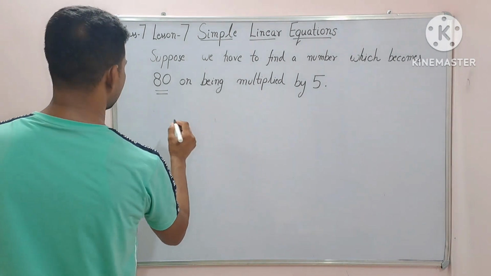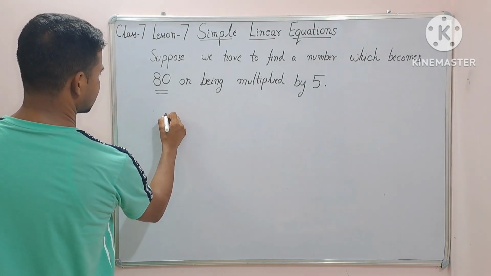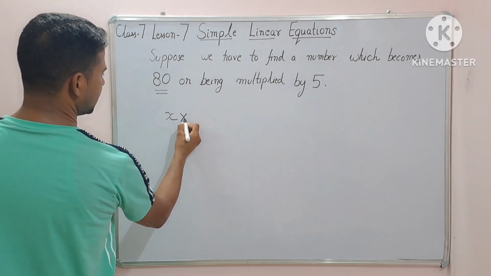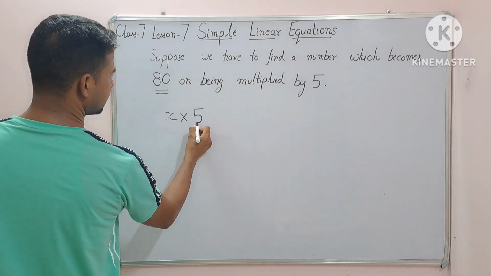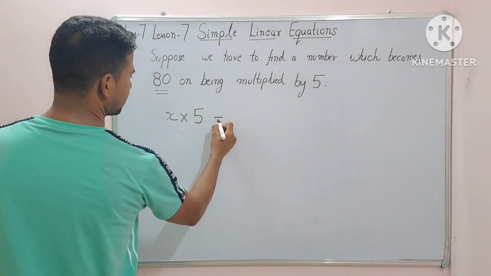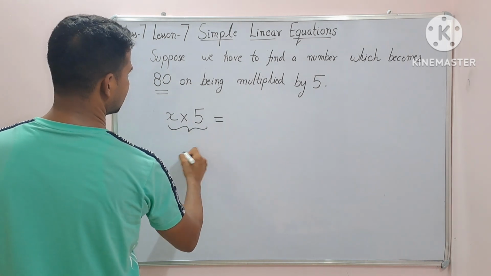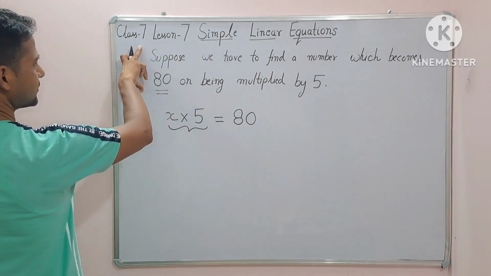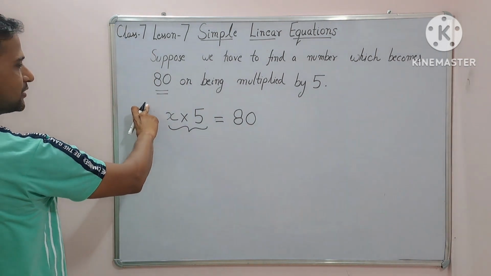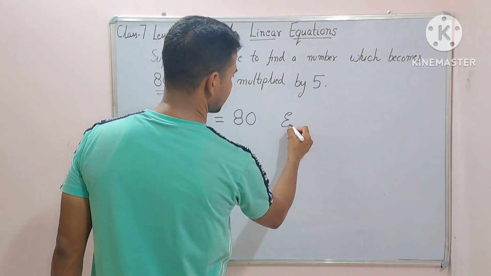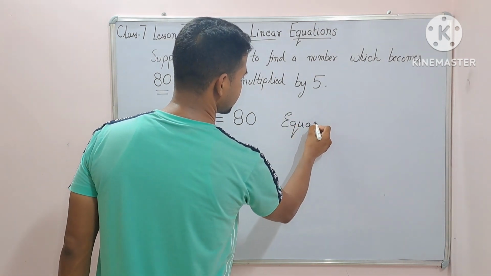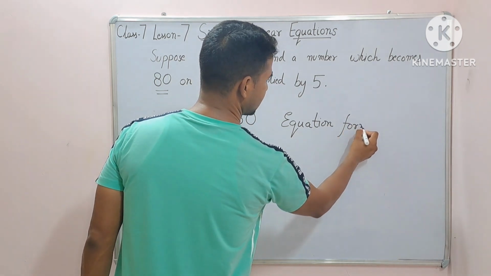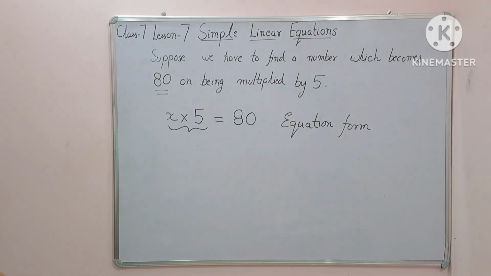सपोज़ जो भी हमें पता करना है उसको हम x मानते हैं. Suppose that x is that number when being multiplied by 5, its multiplication becomes 80. This is statement form and this is equation form. Simple. फर्स्ट स्टेप होता है उसको इक्वेशन फॉर्म में लेकर के आना, फिर उसका सॉल्यूशन निकल के आएगा.